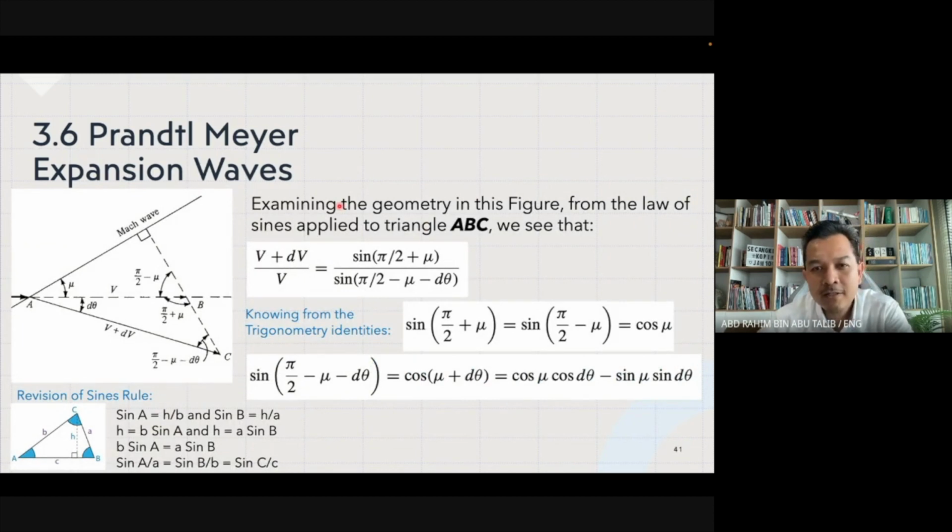Examining the geometry in this figure, from the law of sines, right? The revision of the sine rule is given down here. You may want to look back at the sine rule, right? Where it is applied to the triangle A, B, and C, right? We see that this expression can be written, and knowing from the trigonometry identities, you can then rewrite the expression as this.